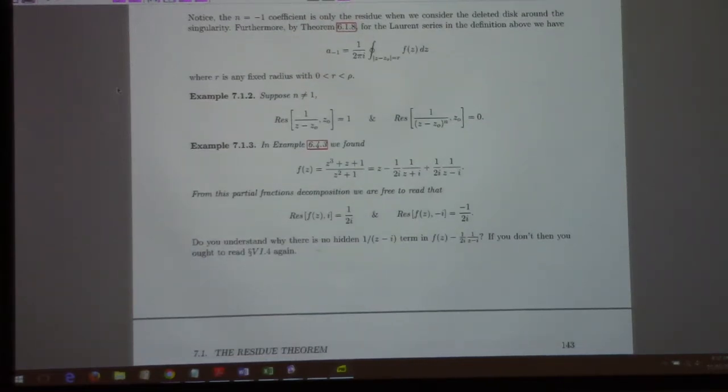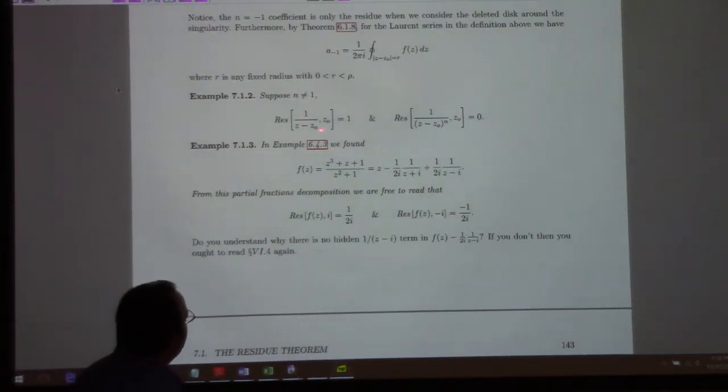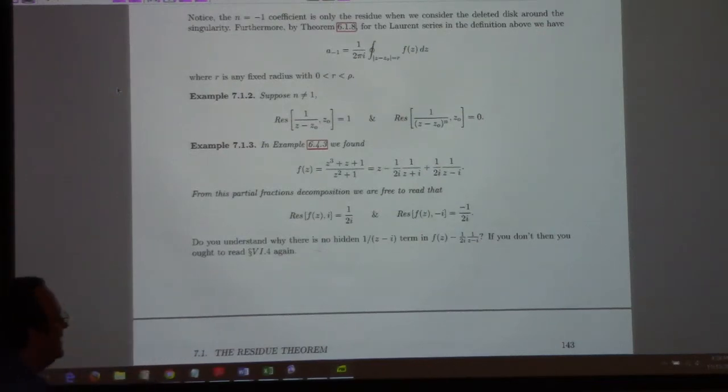All right, finally. Residues. So the residue of 1 over (z minus z naught) at z naught is 1. The residue of 1 over (z minus z naught) to the n, for n greater than 1, at z naught is 0. This function, I've previously used partial fractions to rip apart into z, minus 1 over 2i times 1 over (z plus i), plus 1 over 2i times 1 over (z minus i). So this will have 0 residue at every point except 2 points: plus or minus i.